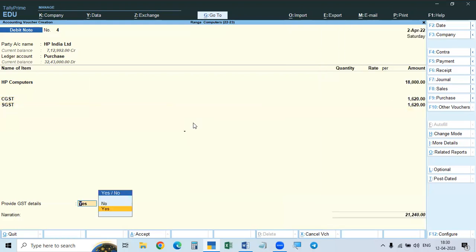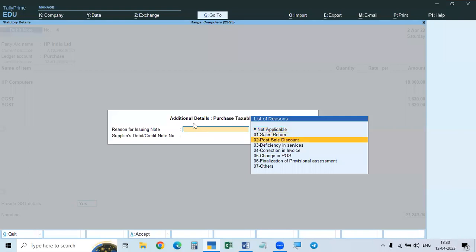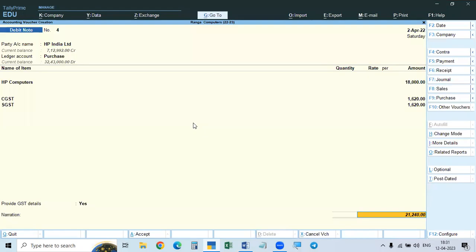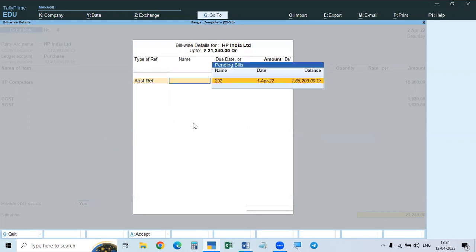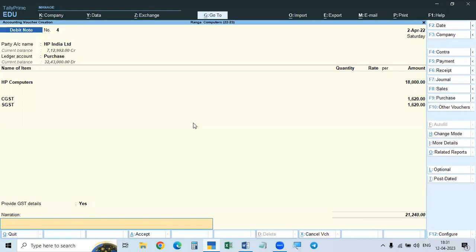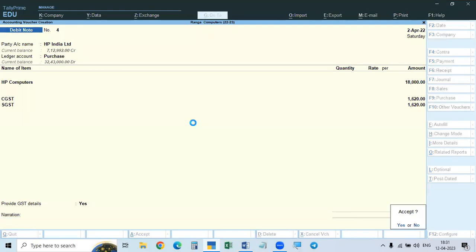Here also, what is the reason? Here also it is a correction in the invoice. There the quantity was corrected, now here the rate is corrected. So we do that with a credit note. If we have already got it, we enter that. Otherwise, when they send it, we will enter that. But here also, what is against the bill? Which bill did we correct? 202. So against this 202, 21,440. Okay, 21,440. Like this, they have done.